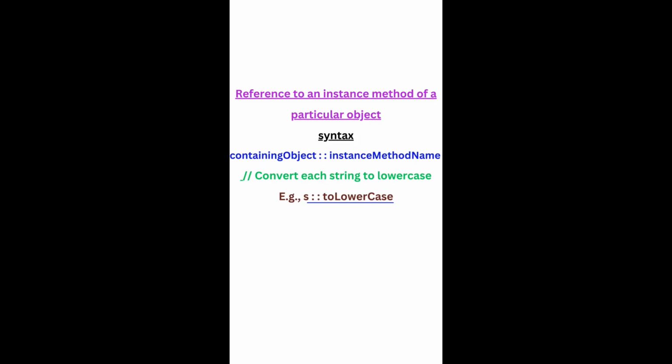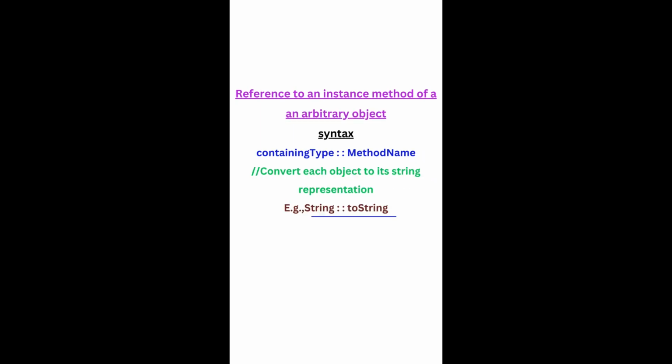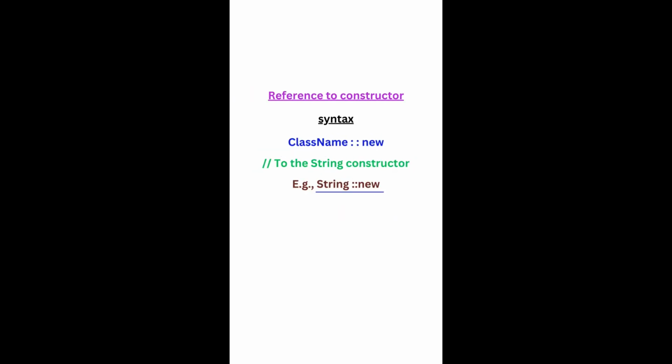Next, reference to an instance method of a particular object. Syntax, containingObject::instanceMethodName. Third one is reference to an instance method of an arbitrary object. Syntax, ContainingType::methodName. Fourth one is reference to constructor. Syntax, ClassName::new.